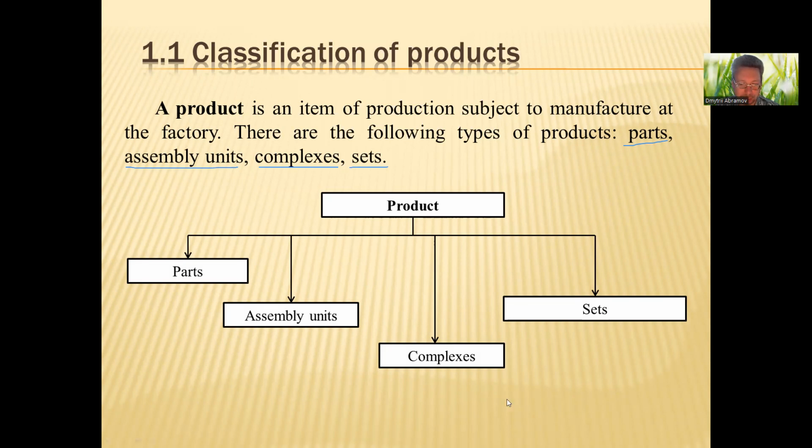So once more again. The types of products are parts, assembly units, complexes, and sets.